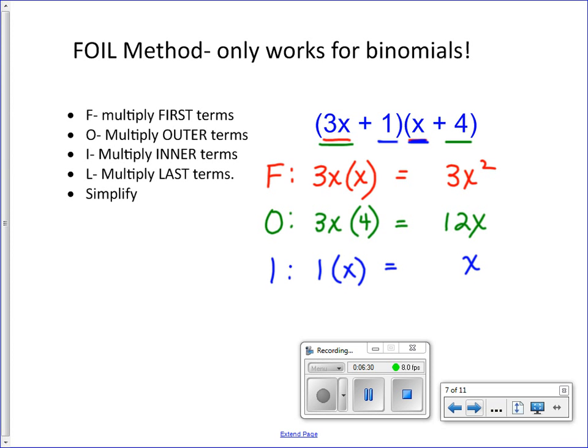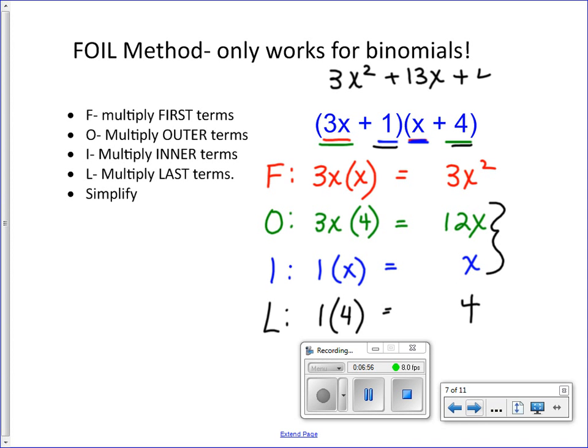And finally, our last terms are the 1 and the 4 in each binomial. So multiplying our last terms together, 1 times 4 is 4. And then again, we can combine like terms in the middle so that our final answer would be 3x squared plus 12x plus x is 13x, and then plus 4. Let me just show the 12x and the 1x combined to give you 13x right there. So there's your answer.